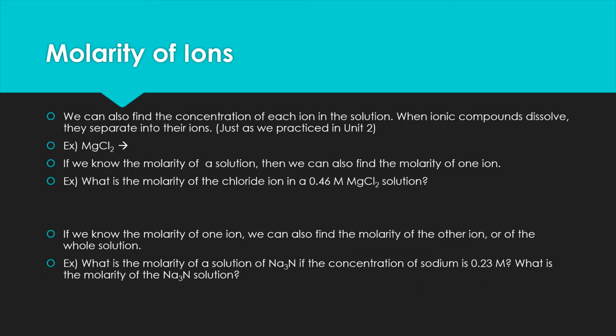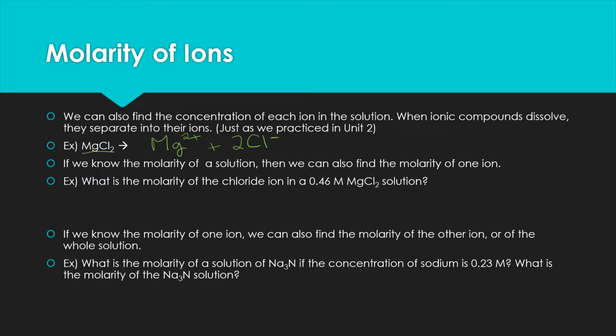The next thing we can look at as well is the molarity of the ions. So we can find the concentration of each ion in the solution. When ionic compounds dissolve or dissociate, they separate into their ions. So we practiced this in Unit 2. For example, if I took that same magnesium chloride and I wanted to see what ions it formed, I would separate my two elements, magnesium and chlorine. I bring my subscript to the front. We have two chlorines, and then we have their charges. So magnesium has a 2+ charge and chlorine has a negative charge. So there's my ions that I form. I form one magnesium and two chlorine ions.